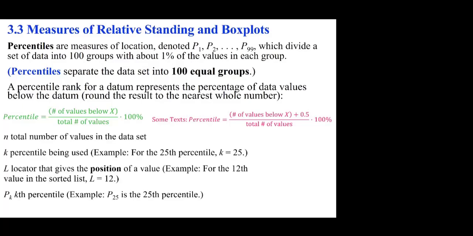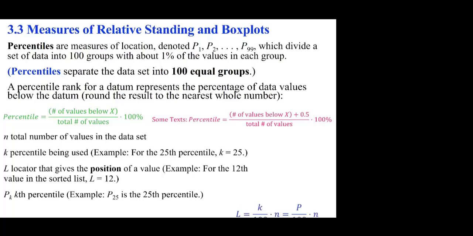N is the total number of values or the sample size or even the population size. K is the percentile, like P sub K, if you will. L is the locator. Where is it located? For example, for the 12th value in the sorted list, remember it has to be sorted, L is 12, and PK or kth percentile, for example, P25 is the 25th percentile.